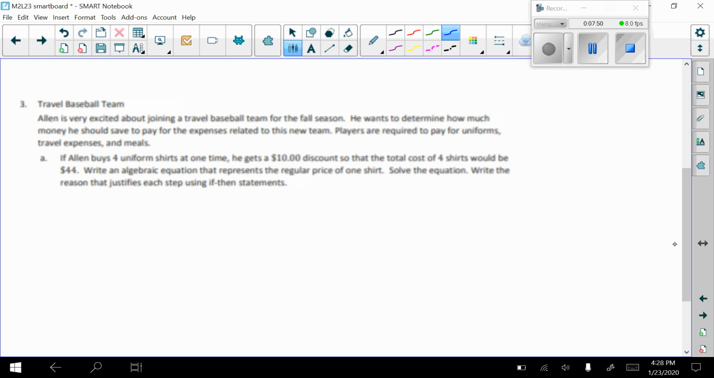We need to write an algebraic equation that represents the regular price of one shirt. Solve the equation. We need to write it and solve it. And it has not told us what variable to use, so we get to choose. I'm going to use X. I would probably use an S for shirt, but I don't like S's. They look a lot like 5s. Maybe I'll use a U for uniform.